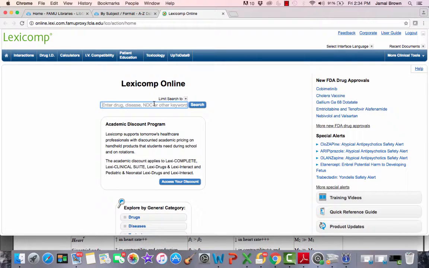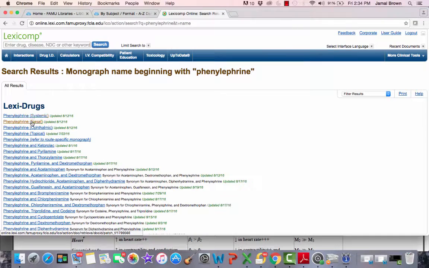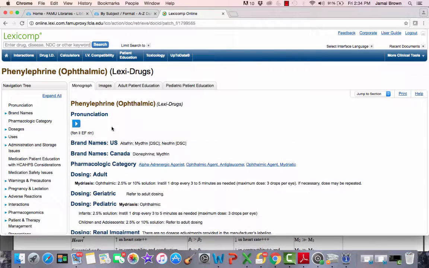So I am going to type in phenylephrine. And I know phenylephrine in terms of its mechanism of action. I'm going to do the ophthalmic since we're talking about the eye. And this says that it is an alpha adrenergic agonist. So this is an agonist for the alpha receptors.